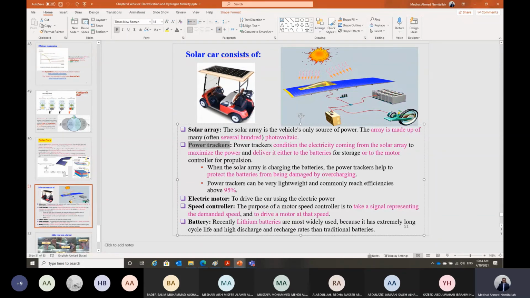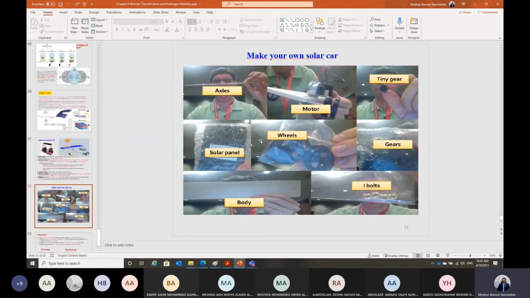And then we have the power tracker to control the flow of current to the battery, and this battery is used to provide the current to a controller. This controller controls the operation of the electric motor, and the electric motor can drive the wheel in this case.